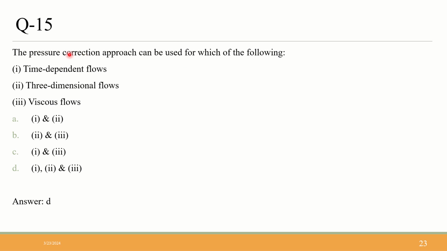First one, time dependent flows. Second one, three dimensional flows. Third one, viscous flows. As I have mentioned previously also, the pressure correction approach is used in almost all the core chemical engineering problems concerning three dimensional flows and time dependent flows. So on that basis, it can be used for time dependent flows, similarly it can be used for three dimensional flows, and it can be used for viscous flows as well.